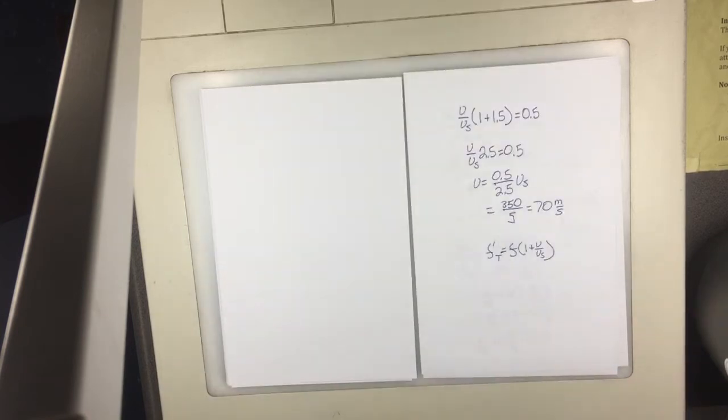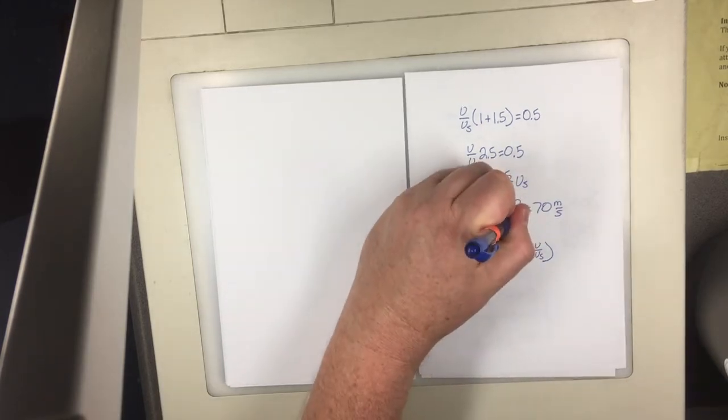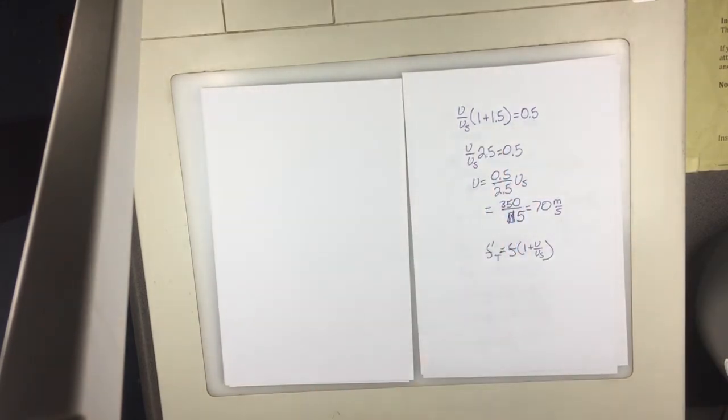Sure. Is that 350 over 5, or 350 over... Because 0.5 over 2.5 is 1 over 5.